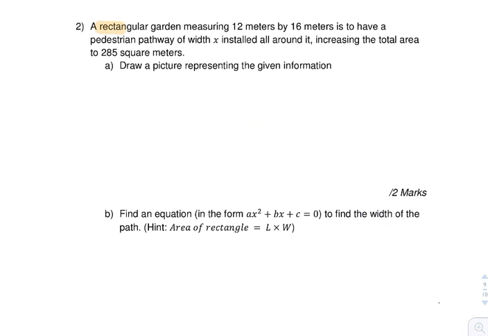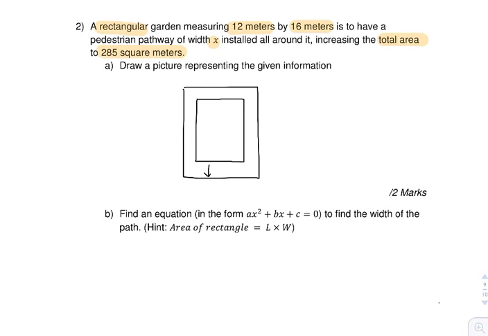Question 2. A rectangular garden measuring 12 meters by 16 meters is to have a pedestrian pathway of width x installed all around it, increasing the total area by 285 square meters. Part A. Draw a picture representing the given information. Well, it's a rectangular garden with a path around it. We know that the width of the path is x and that the garden is 12 by 16. The drawing is worth 1 mark. Labeling that drawing is worth 1 mark.